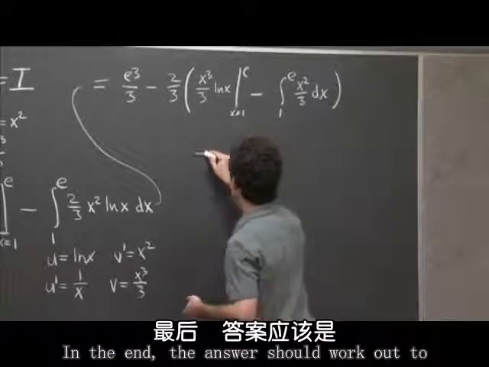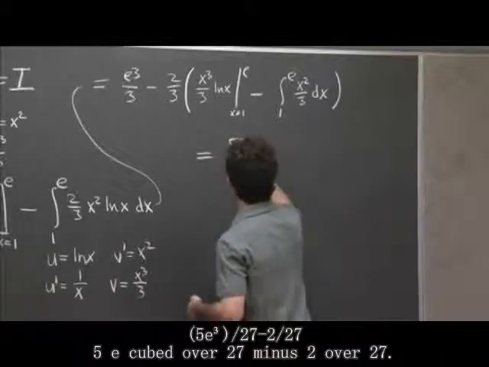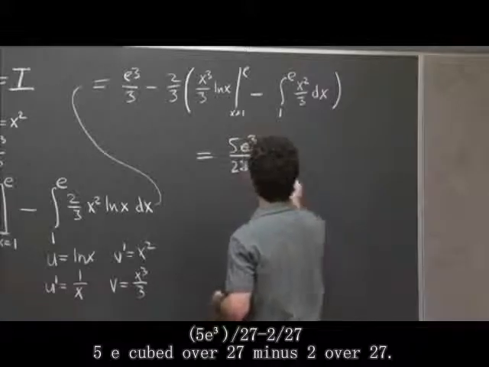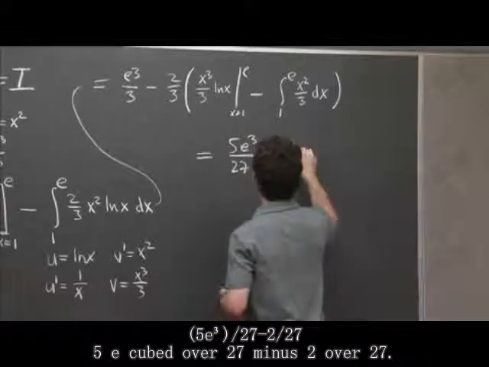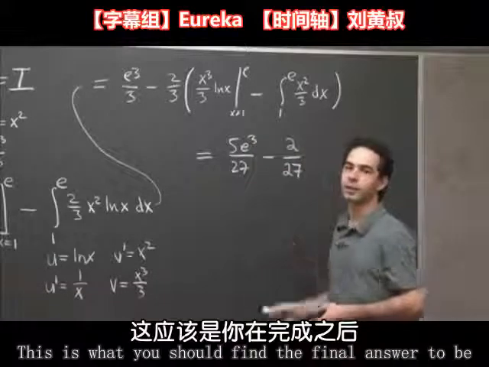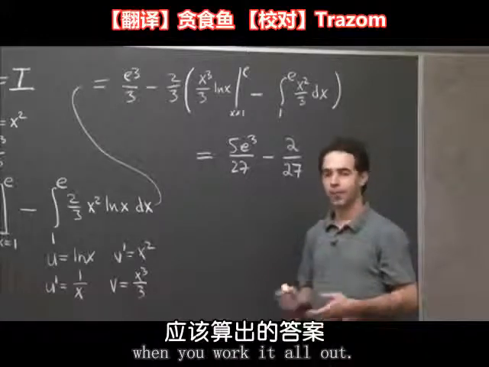In the end, the answer should work out to 5e cubed over 27 minus 2 over 27. This is what you should find the final answer to be when you work it all out. So I'll end there.